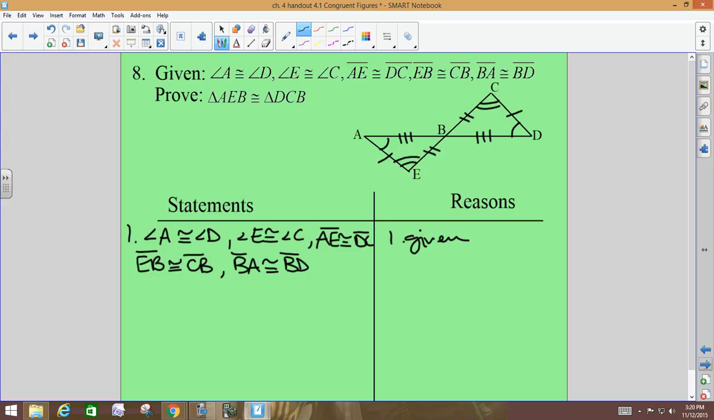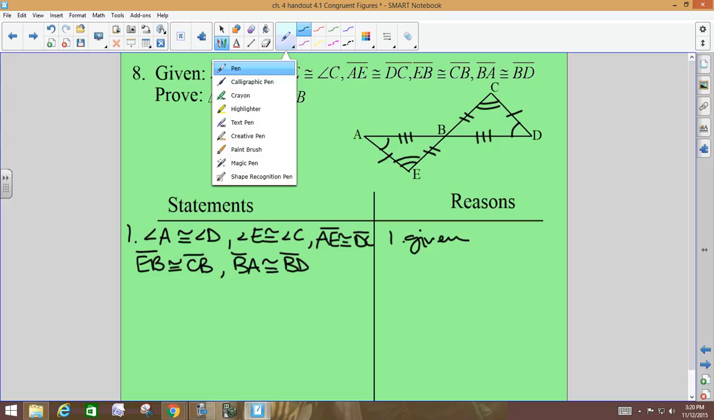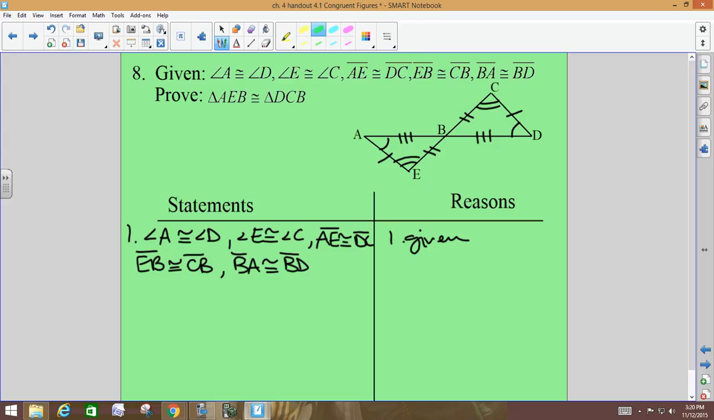We're trying to prove that the 2 triangles are congruent, which means we have to have 6 things for sure listed in your proof. Not 6 statements, but 6 things listed, that all 3 pairs of angles are congruent and all 3 pairs of sides are congruent. In my given, 1 side, 2 sides, 3 sides. They already gave me all 3 sides. In my given, 1, 2. They gave me 2 of the 3 angles. What's the third angle that we haven't marked yet?